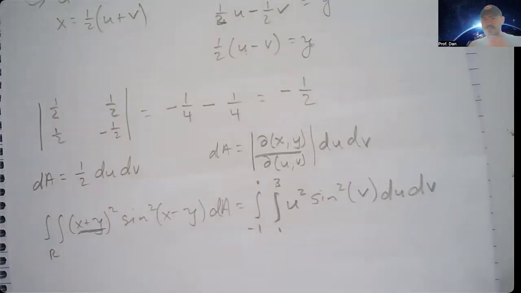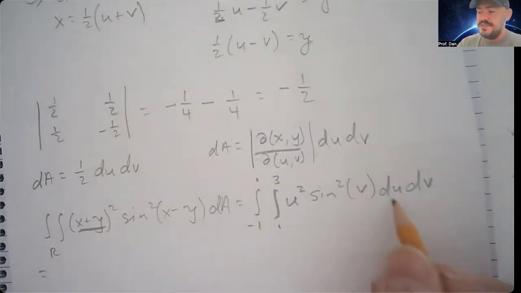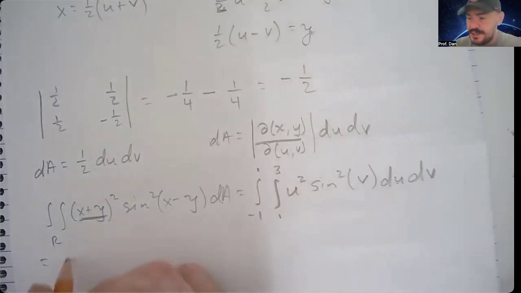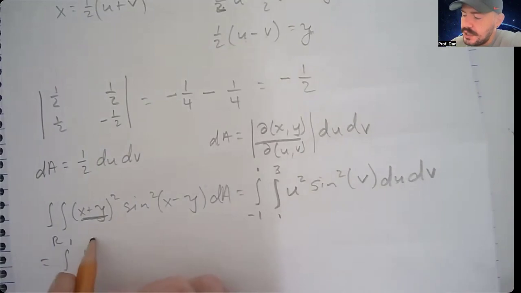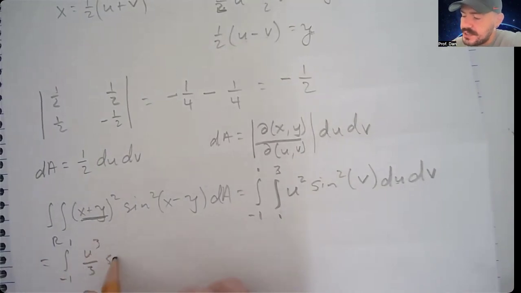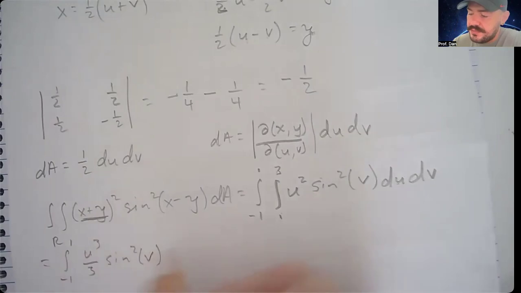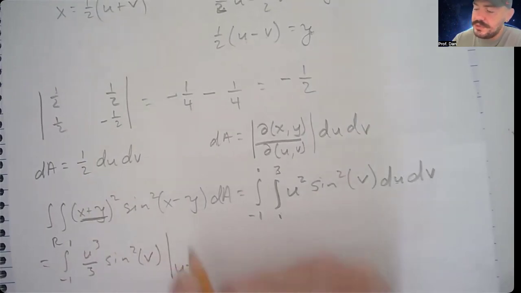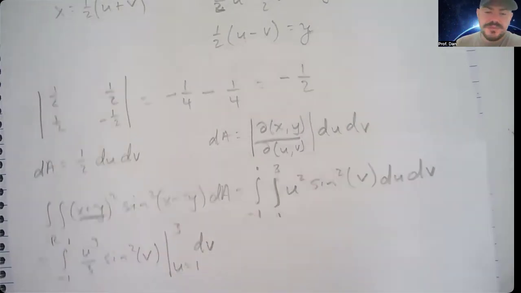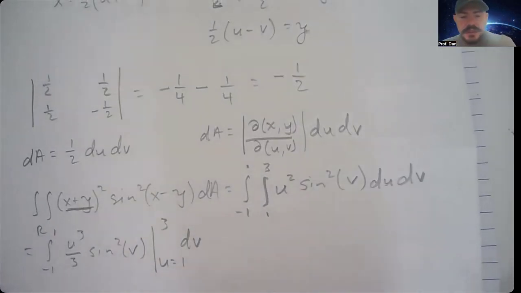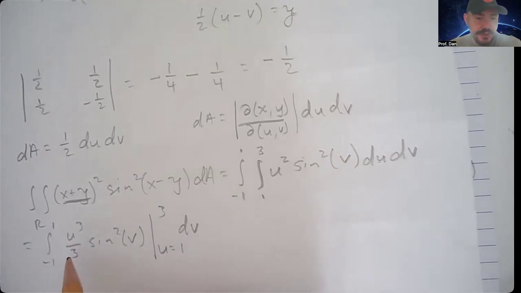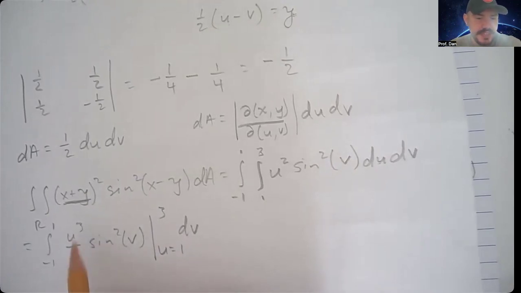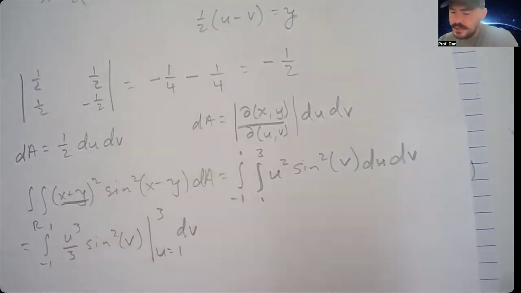So at this point, evaluating that integral is really straightforward, right? You're just doing power rule with the u for the first iteration. So the result will be the integral from negative 1 to 1 of u cubed over 3 times sine squared v, evaluated from u equals 1 to 3, and then integrated with respect to v. So this is going to end up giving me 9 minus 1/3, or not 9. Yeah, 9 minus 1/3.